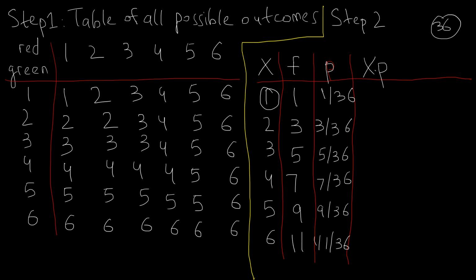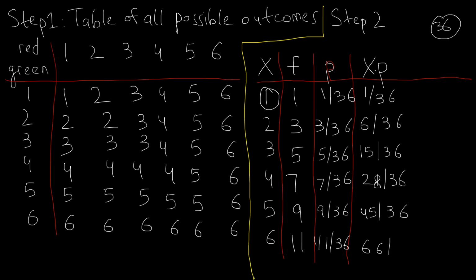Now, finally, what we're going to do next is multiply the value of x with its associated probability. So for instance, here, when I multiply 1 by 1 over 36, I get 1 over 36. And here, 2 into 3 is equal to 6 over 36. Similarly, in the third row, we have 3 into 5, which is 15 over 36. And then we have 4 into 7, sorry, 4 into 7 is 28 over 36. And then we have 9 fives are 45 over 36, and finally we have 66 over 36.